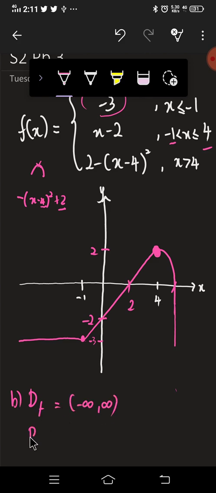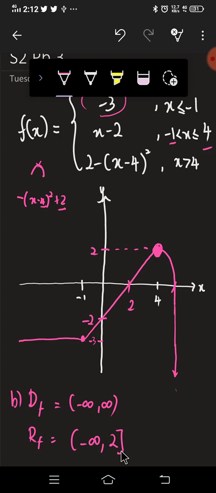What about the range? If we look at our graph, the smallest value is, this graph continues to negative infinity, right, for the value of y. So it will start from negative infinity. How about the maximum value of y? We can see that the highest value of y plotted in the graph is 2 here, the maximum point of the graph. So it will go up to 2 only, inclusively. So this is our range for the function f(x).